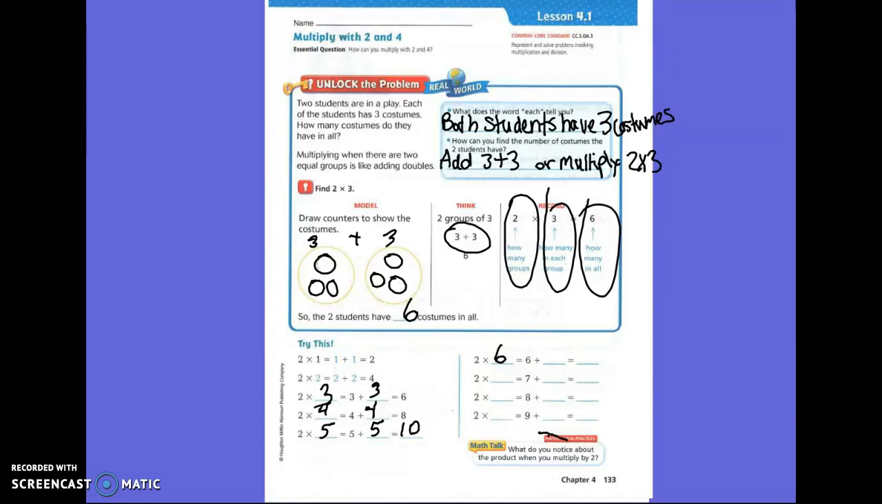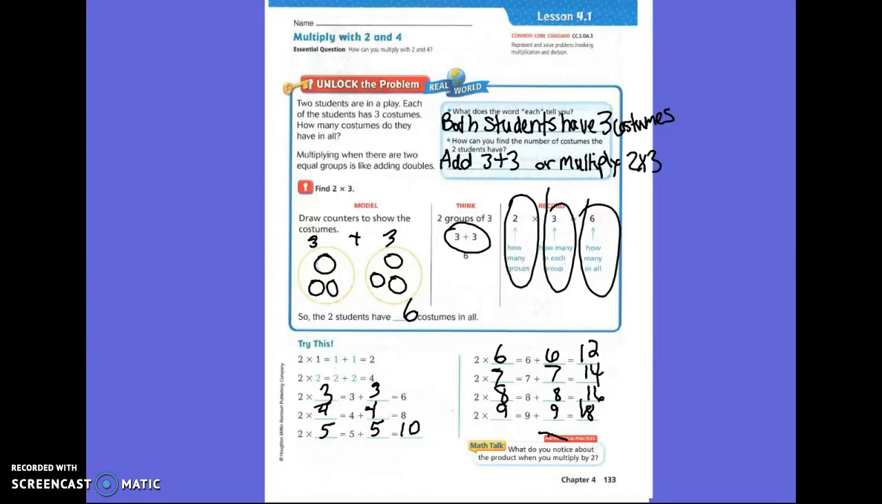2 times 6 is the same thing as 6 plus 6, and that equals 12. 2 times 7 is the same thing as 7 plus 7 equals 14. Okay, 2 times 8 equals the same as 8 plus 8 equals 16. 2 times 9 equals 9 plus 9 equals 18. Okay.